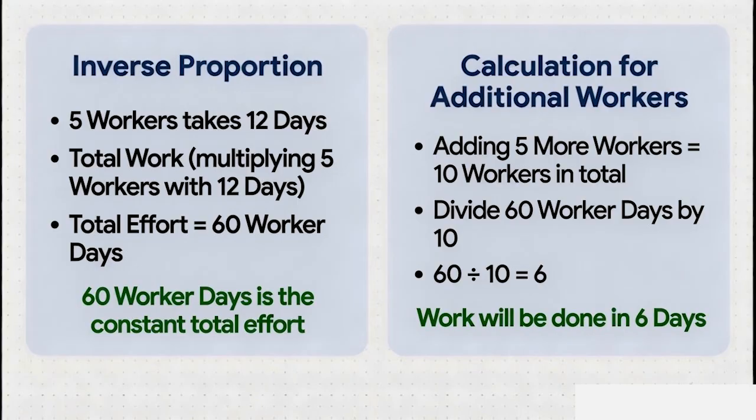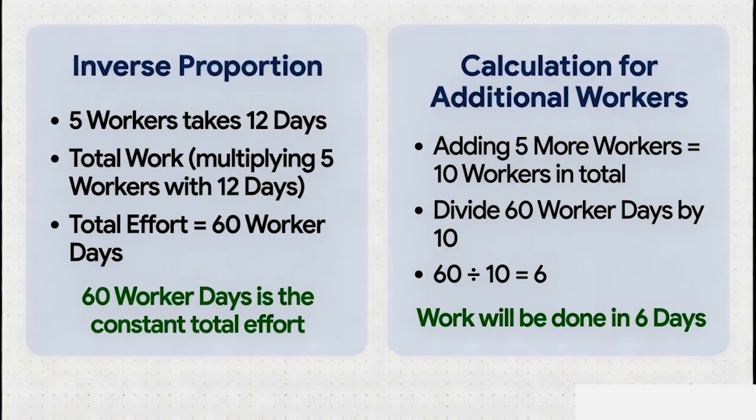If 5 workers take 12 days, first, let's find the total amount of work needed for the job. We multiply 5 workers by 12 days, which gives us 60 worker days. That's the total effort. Now if we have 10 workers, we just divide that total effort by 10. And 60 divided by 10 is 6 days.